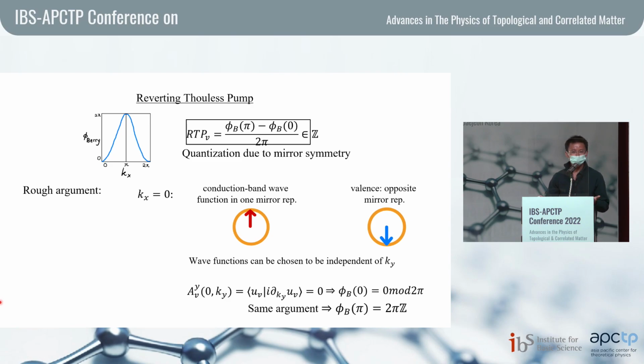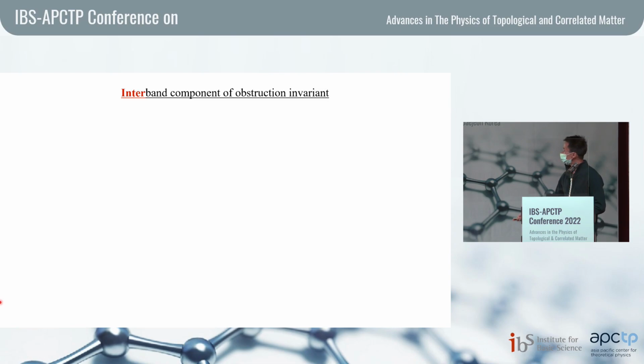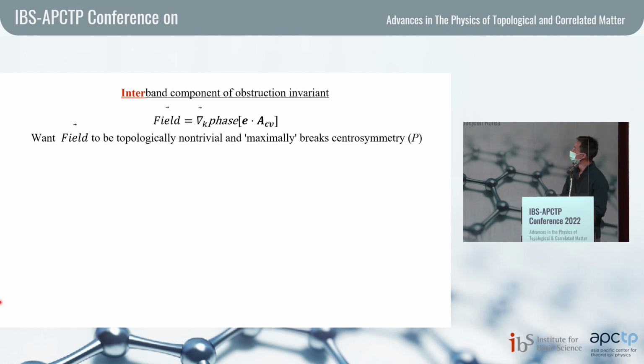But then we know the Berry phase is defined modulo 2 pi. So what it really means is that the Berry phase is 2 pi times an integer. And by the same argument, you can conclude that the Berry phase at pi equals 2 pi times an integer. Okay, so that was the intraband component of the obstruction invariant. Let's go on now to the interband Berry component.